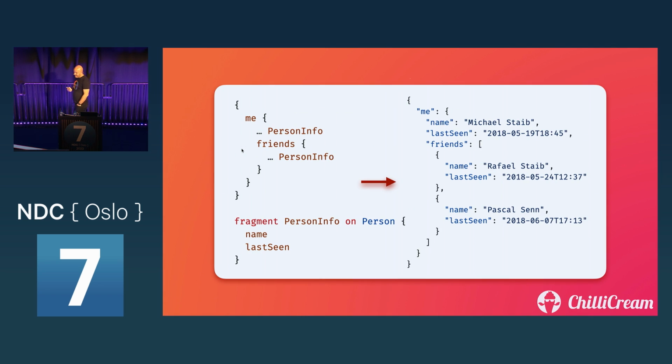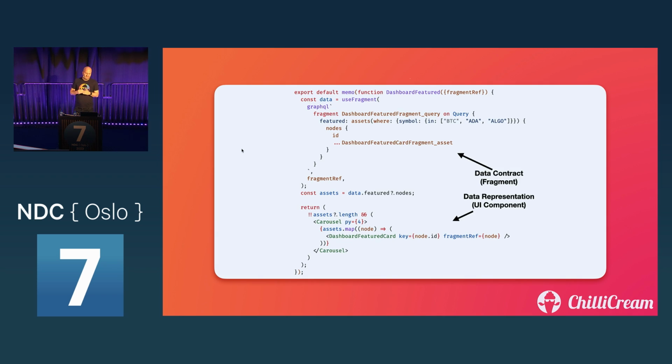So in GraphQL, we have a construct called a fragment, and a fragment is essentially the data contract for my UI component. So GraphQL has constructs specifically made for front-end engineers. And this is, for instance, a React component of the same application. You can see that up here I have a fragment. That is the data contract, the data needed for this component to display data.